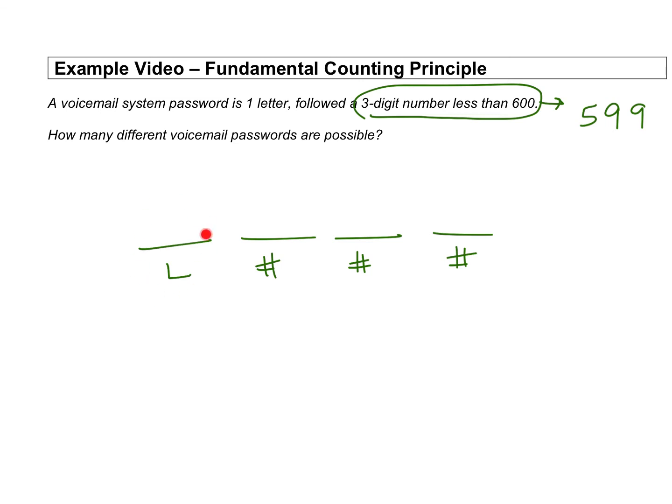Our first part of our password consists of a letter. So how many possible letters are there? There are 26. So we've got 26 possibilities for that first spot.